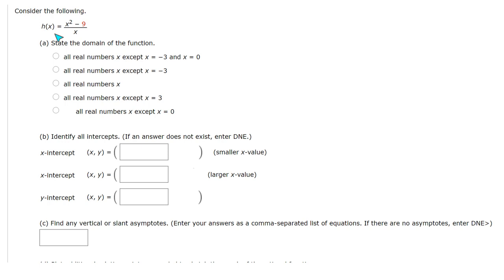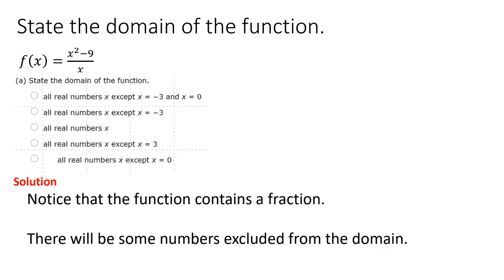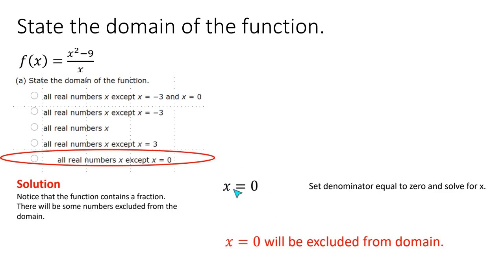Here we're going to look at h of x is equal to x squared minus 9 divided by x. Again, we look for the domain. We set our denominator equal to 0, so here x equals 0. Our domain would be everything except for that number. And so that's the last option.